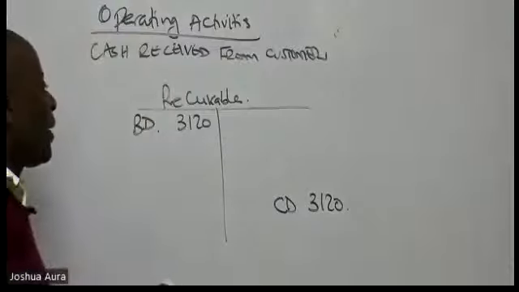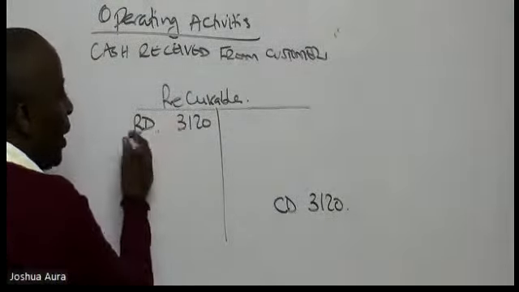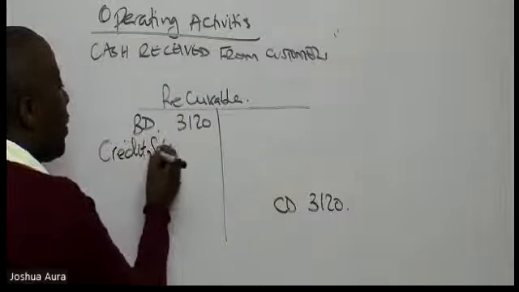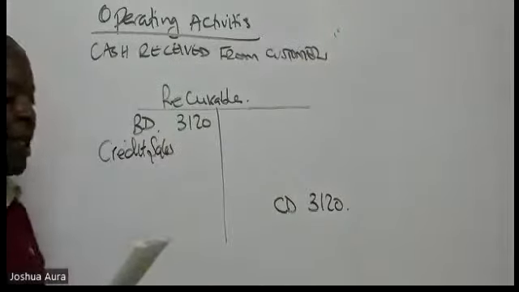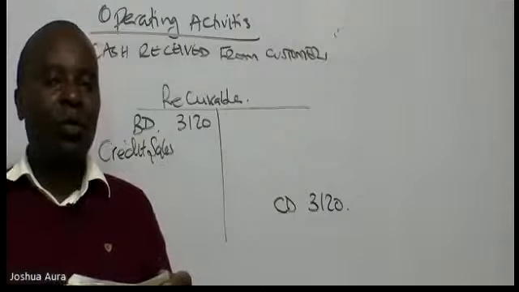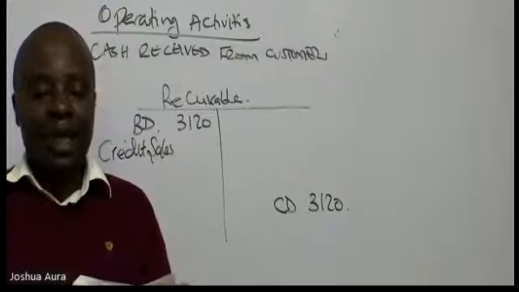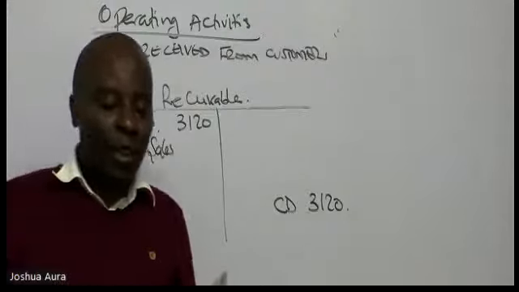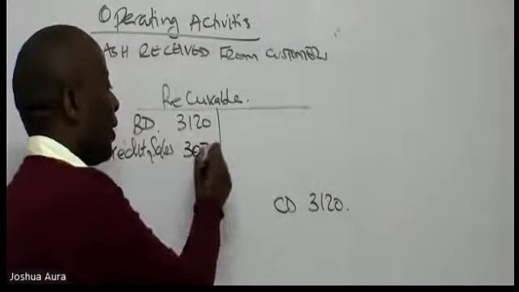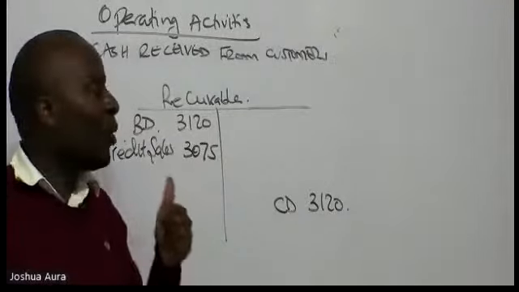So, ladies and gentlemen, in this case we have credit sales increasing my receivables. Let me be very specific: credit sales. Is there somebody who is able to see credit sales in this particular financial statement? Yes, I can see the statement of comprehensive income, and I can see my sales. I can see my revenue was 3075.